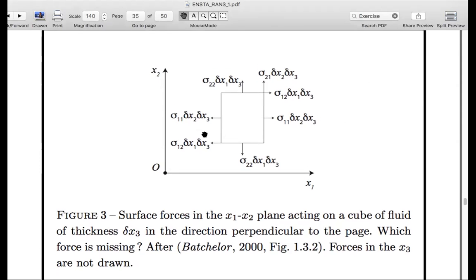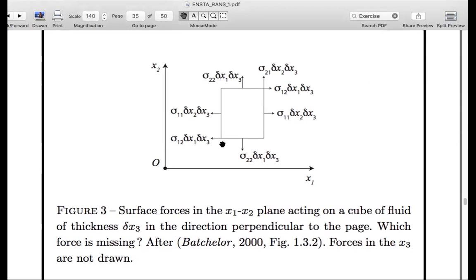So here, I've just taken this from figure chapter 1 of Batchelor's book.